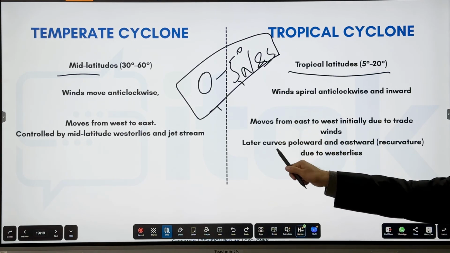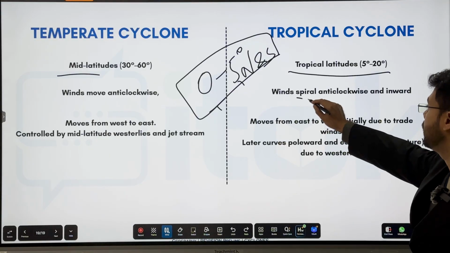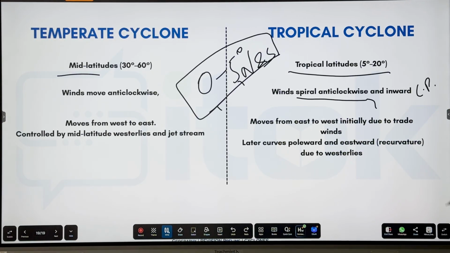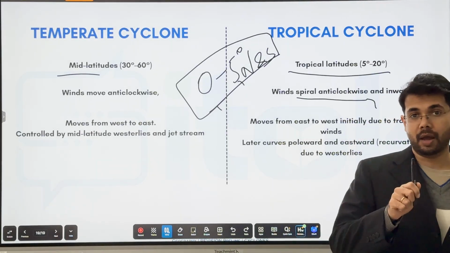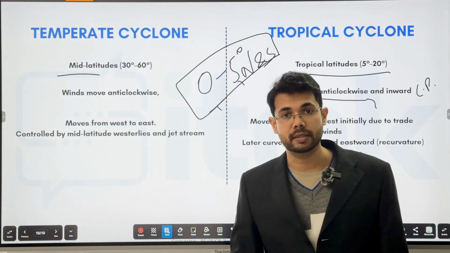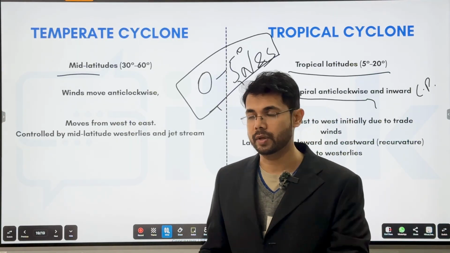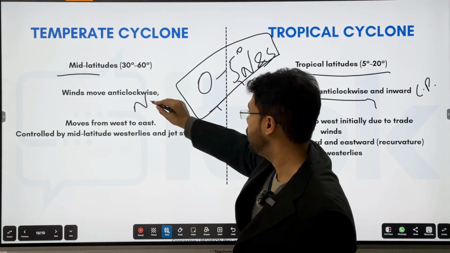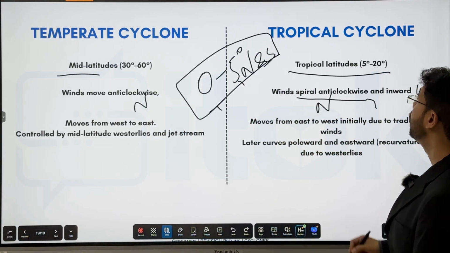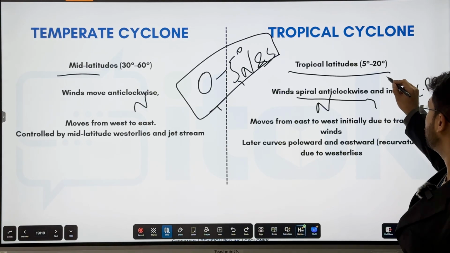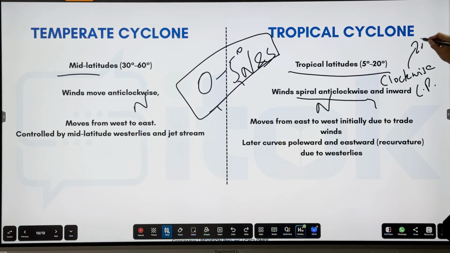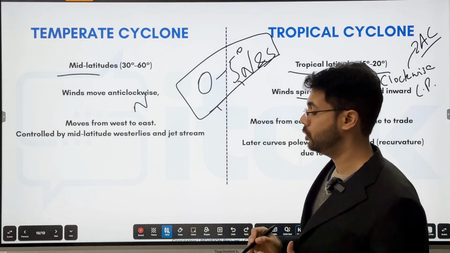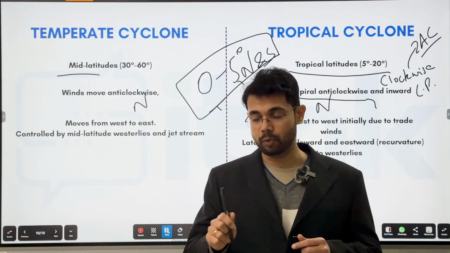Temperate cyclone winds are moving anti-clockwise and winds are also spiraling anti-clockwise and inwards towards the low pressure area. Now, are we talking about Northern Hemisphere or Southern Hemisphere? I want you to answer. When I say I want you to answer, I want you to pause the video as well. Northern Hemisphere, of course. And anticyclone will be clockwise. Clockwise for anticyclone.